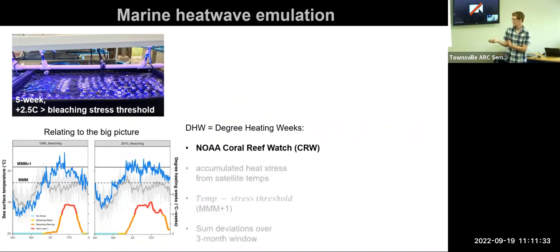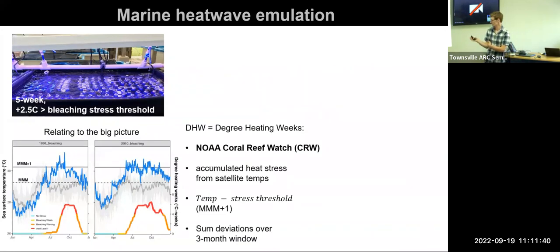Basically, degree heating weeks, you measure it by accumulating daily heat stress temperature anomalies over a period of time. You calculate those anomalies by looking at a stress threshold, which is a typical summertime temperature, the maximum monthly mean. And then you sum that up over a 12-week period. So basically, the take-home for anyone who's not used to thinking about this metric is levels of degree heating weeks above 8 are pretty bad if you're a coral.